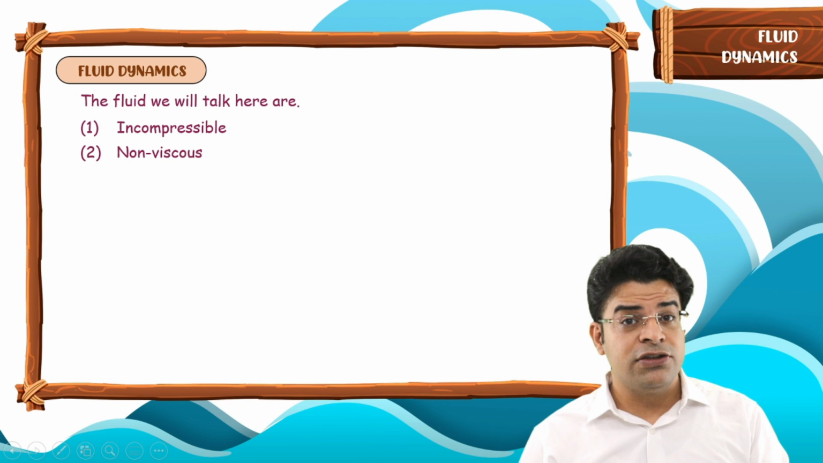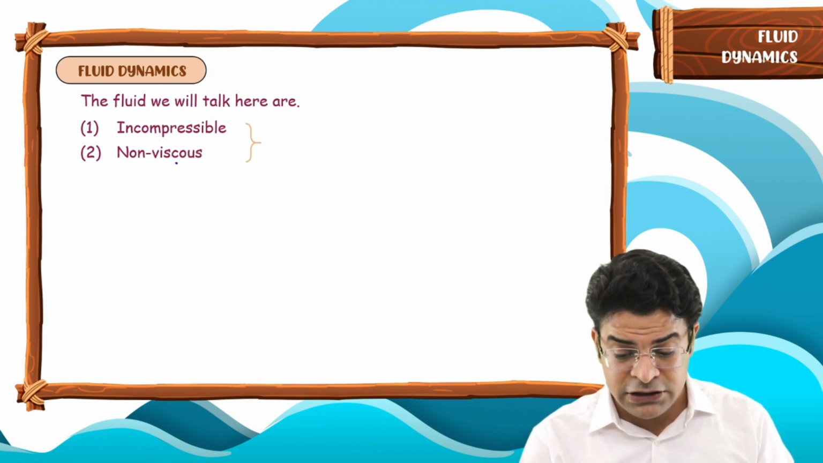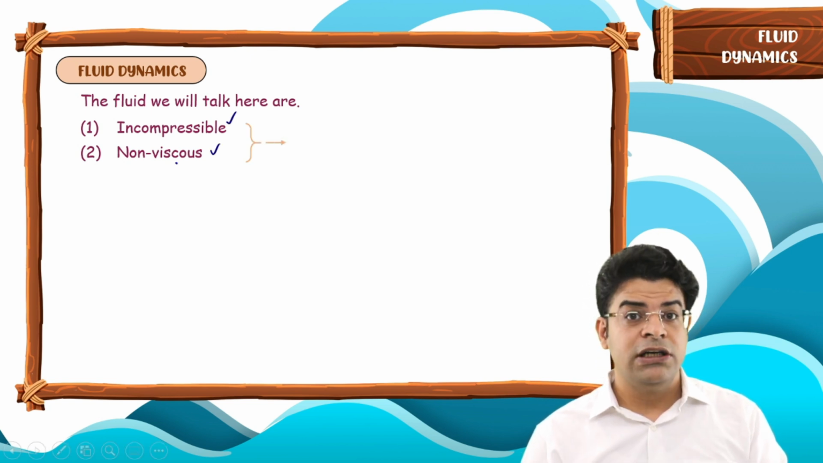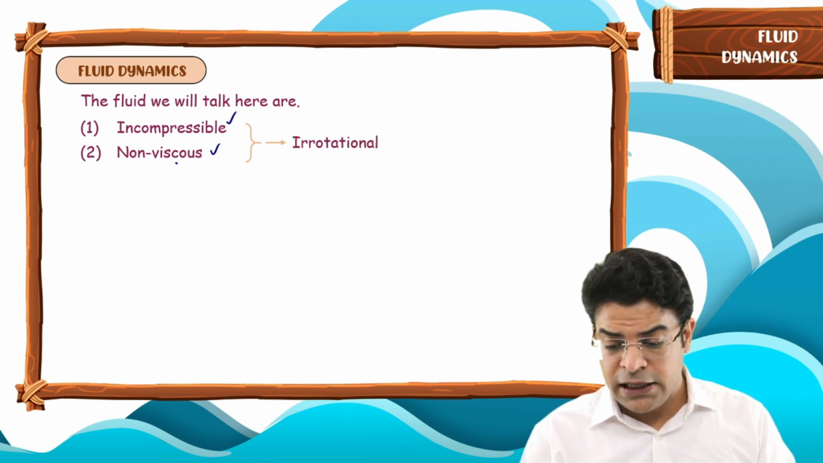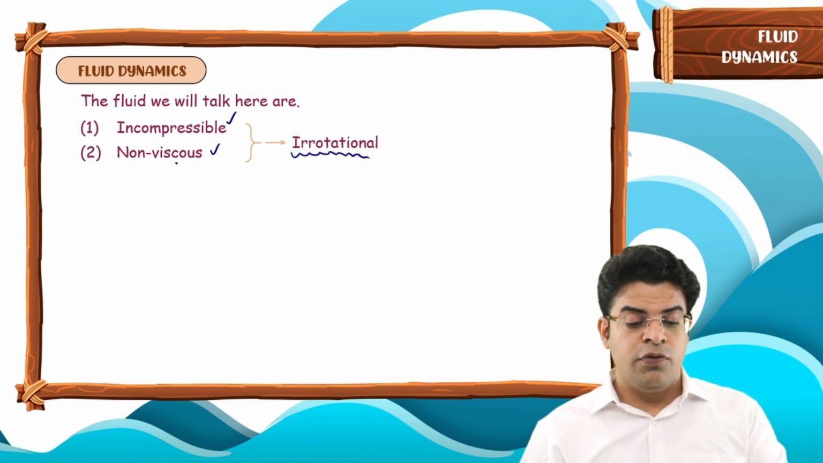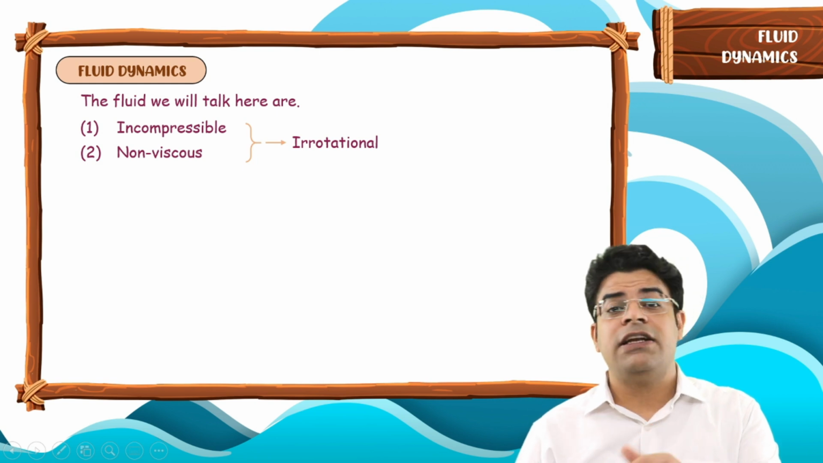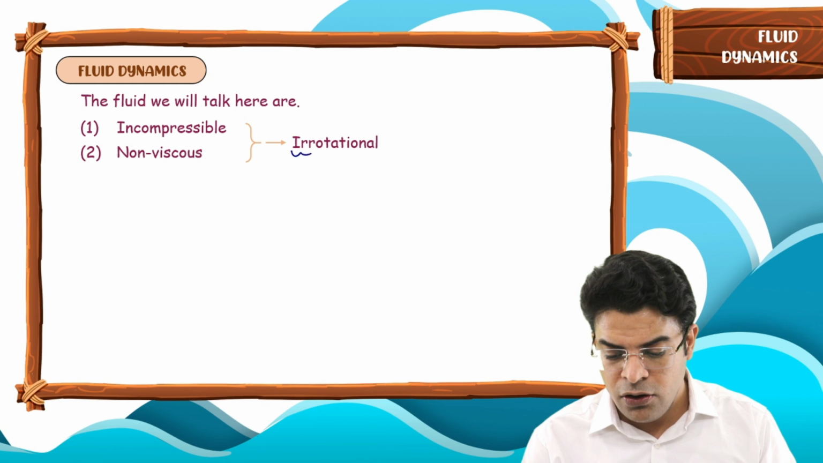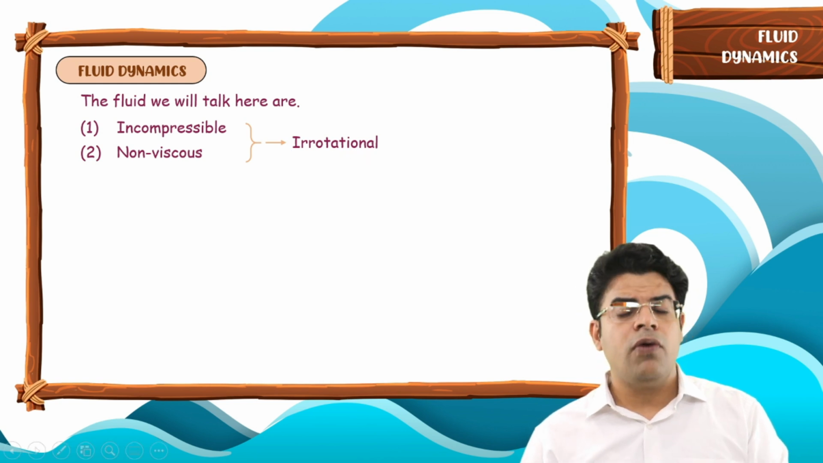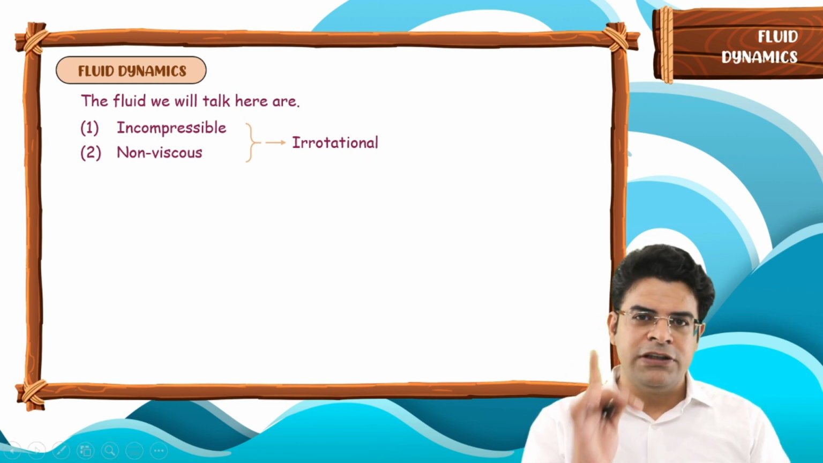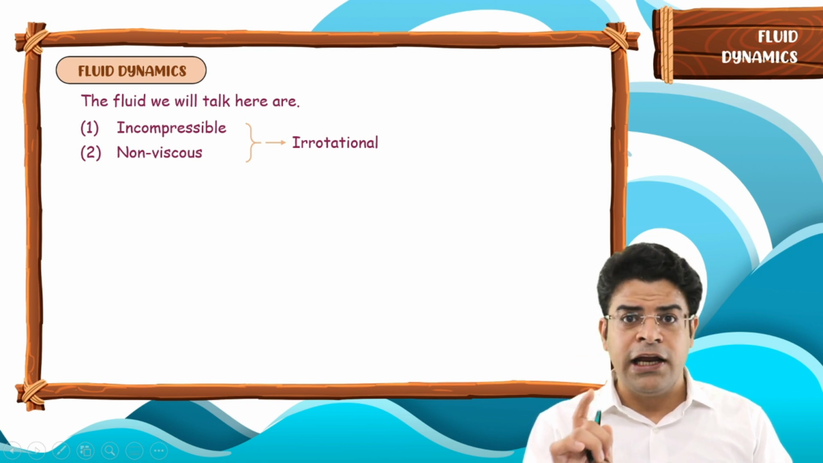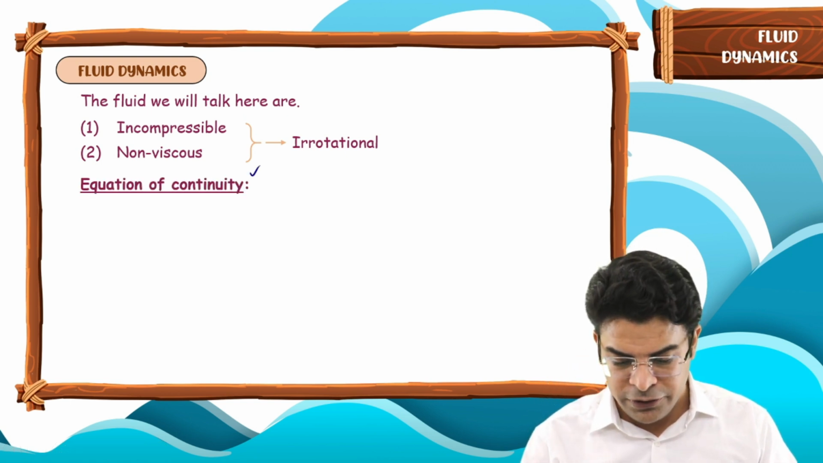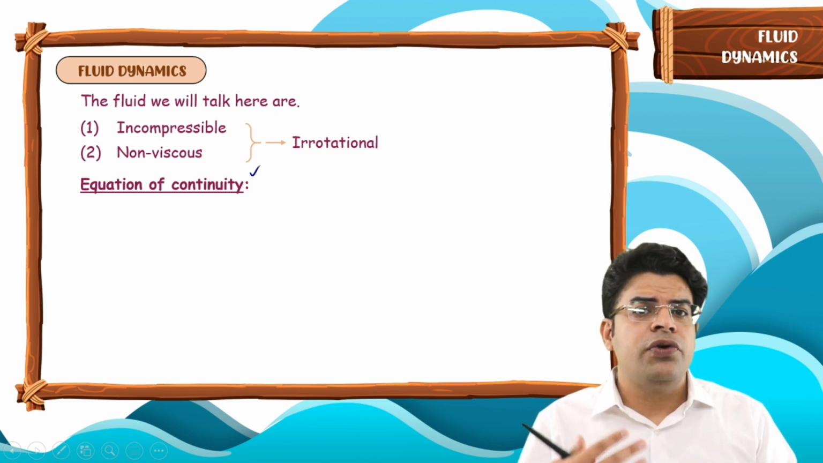And the fluid which has both of these properties, which is incompressible as well as non-viscous, is also called an ideal fluid, or an irrotational fluid. So now without wasting time, let's talk about the first important equation of fluid dynamics, that is the equation of continuity. So what does the equation of continuity tell us?